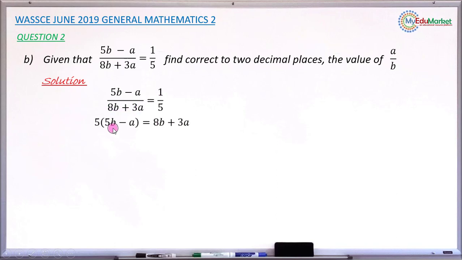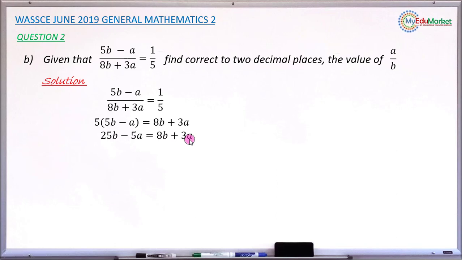You now have 5 multiplied by what is in the bracket, and that bracket contains 5b − a. Look at it: 5(5b − a) equals (8b + 3a) times 1, that gives 8b + 3a. So expanding this bracket, that is multiplying 5 by what is in the bracket, you now have 25b − 5a. Then copy the right hand side, 8b + 3a.